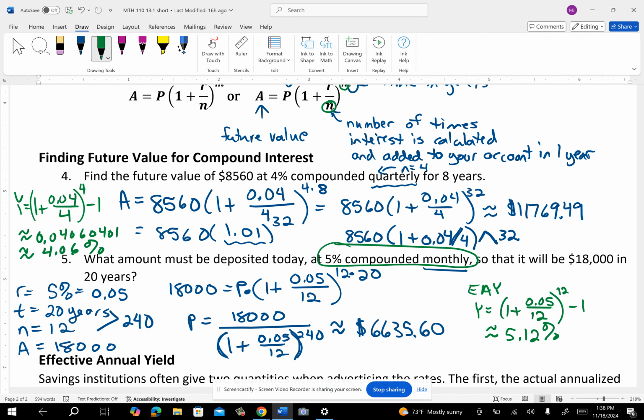So a 4% compounded quarterly is equivalent to 4.06% simple interest, a slightly higher simple interest. If that had been compounded monthly, it would have been a little more than 4.06. Compounded daily, just a little bit more, okay?